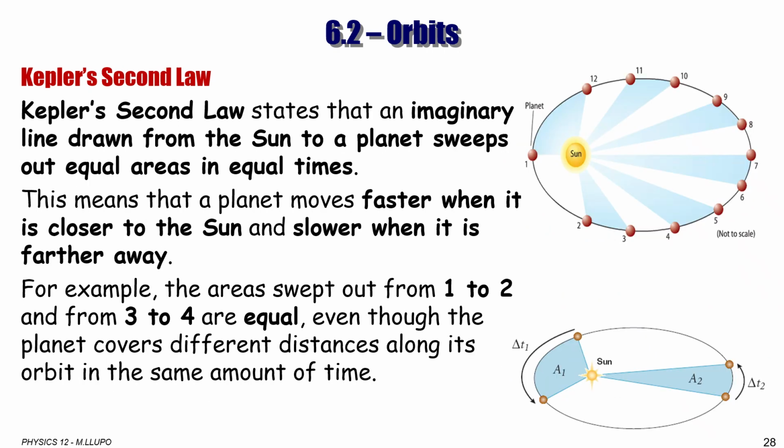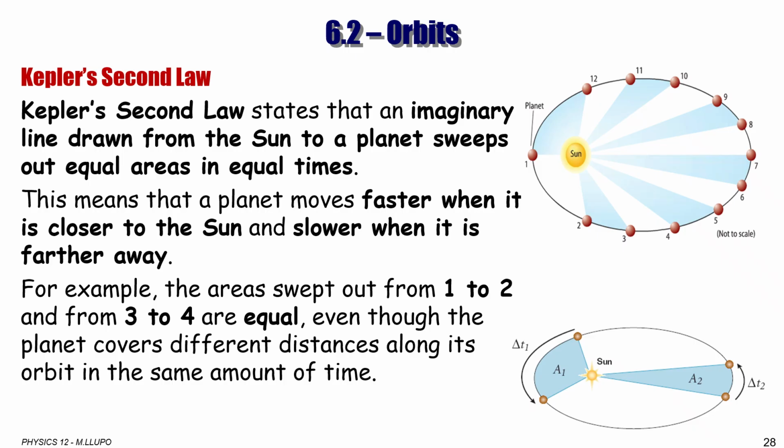Kepler's second law states that an imaginary line drawn from the Sun to a planet sweeps out equal areas in equal times. This means that the planet moves faster when it is closer to the Sun and slower when it's further away. For example, the areas swept out from 1 to 2 and 3 to 4 are equal, even though the planet covers different distances along its orbit in the same amount of time.